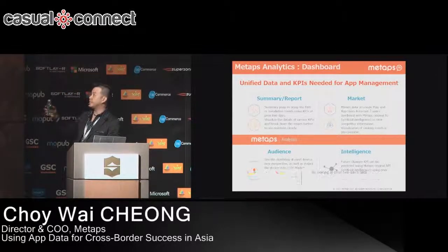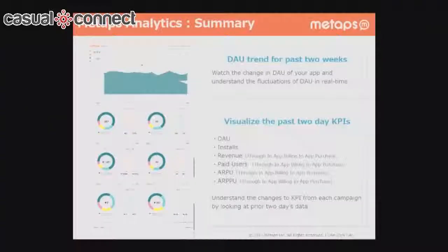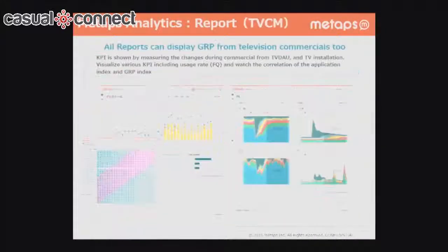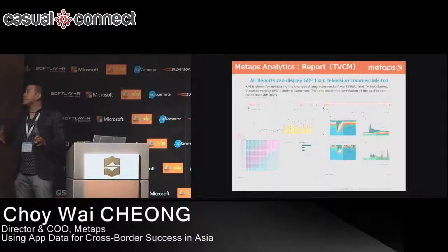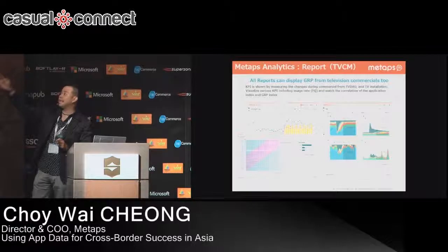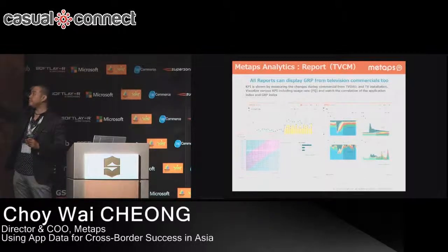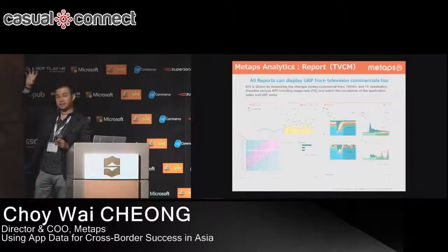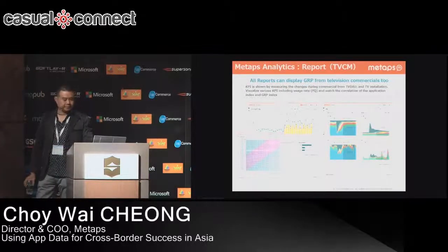What I want to show you is, for example, the TV commercial, so I'll just skip to the TV commercial side. Okay. So over here you can see all reports. On the left graph, you can see the yellow bars. That's when you actually run a TV commercial, and you can see how the DAU and revenue chart spikes as well. Those are from the GRP that we gather from the TV agency in Japan.